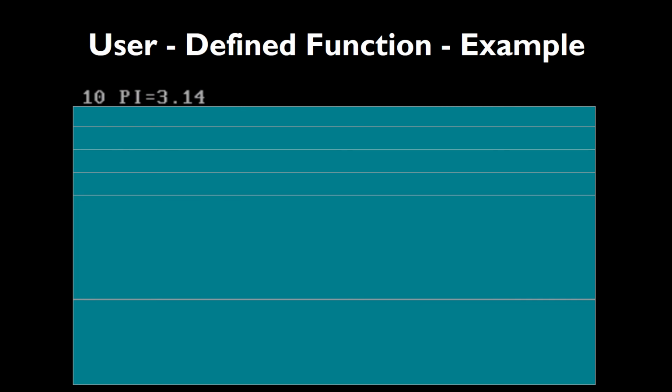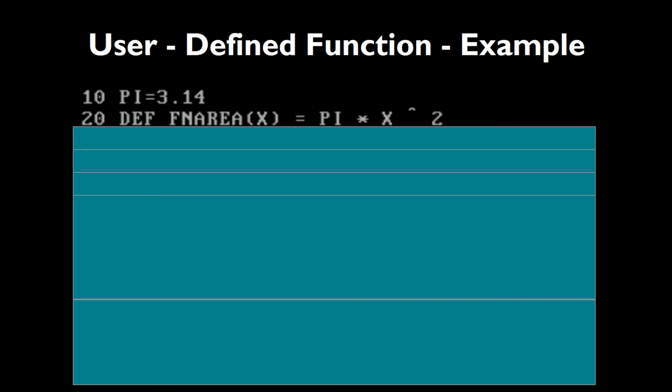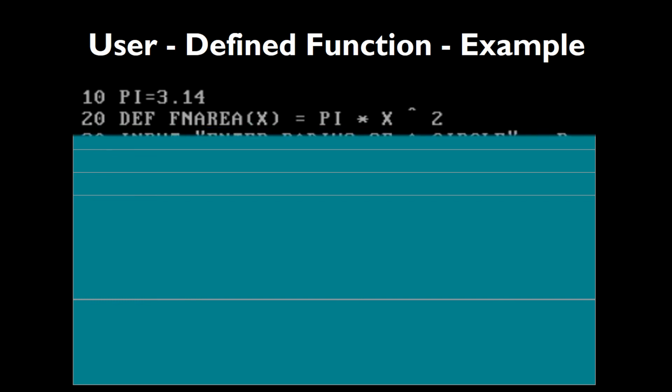Here PI is 3.14. You can guess what I'm going to do. DEF FN AREA(X) = PI * X ^ 2. I'm going to calculate the area of a circle, pi r square. Remember, here the function name is AREA. I'm going to pass the argument X as the radius of that circle, where the PI value is fixed at 3.14.